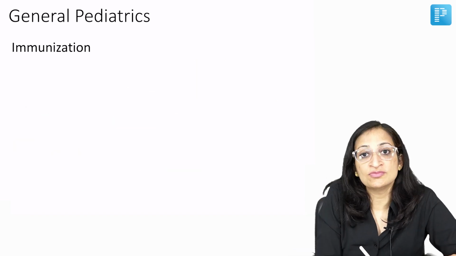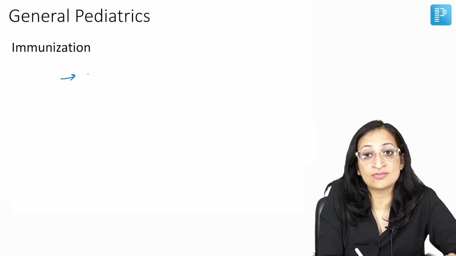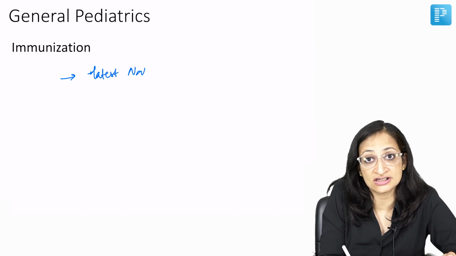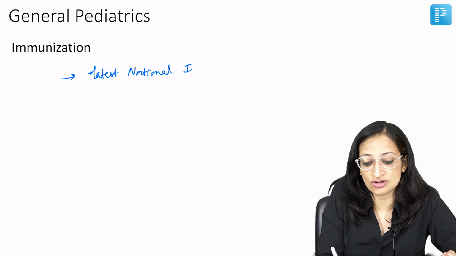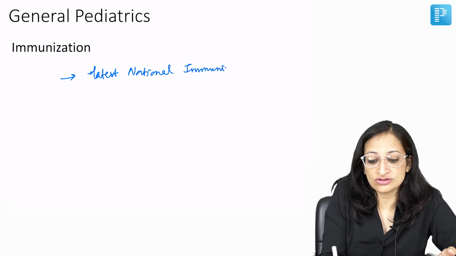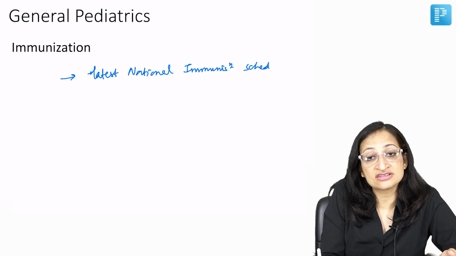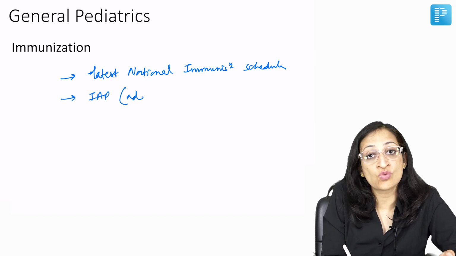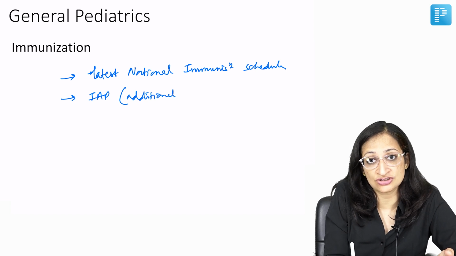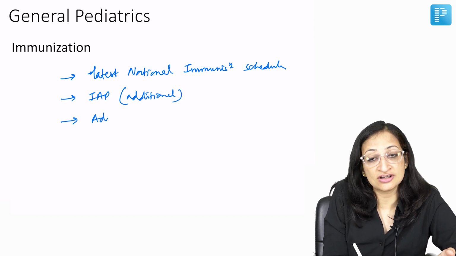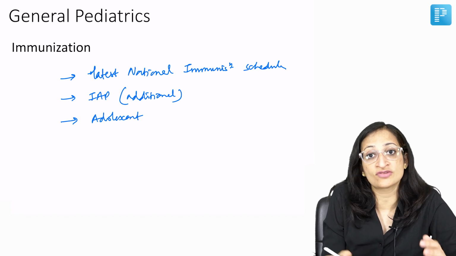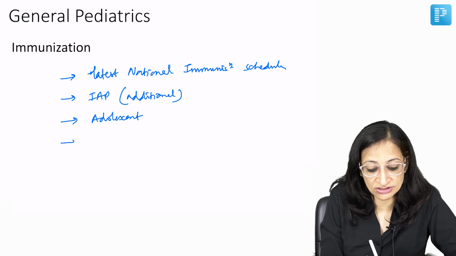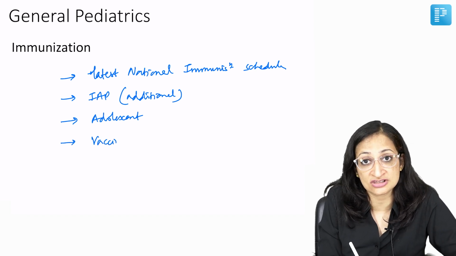Okay, so from immunization, you should be aware about the latest national immunization schedule, which we have discussed in detail in our videos. We also need to know which vaccines are recommended by the Indian Academy of Pediatrics in addition to what is present in the national immunization schedule. What are the vaccines recommended to be given in the adolescent age group? What vaccines are required to be given to travelers? And we also need to know about vaccination in special situations.